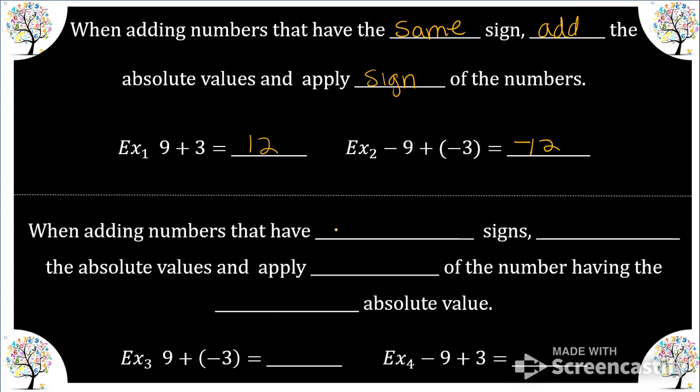Now let's recall when adding numbers that have different signs, we are going to subtract the absolute values and apply the sign of the number having the larger absolute value. So when we have 9 plus negative 3, these are different signs. We get 6. There are more positives, so we have a positive 6. When we have negative 9 plus positive 3, the signs are different. We subtract. We have more negatives, so our answer is negative 6.